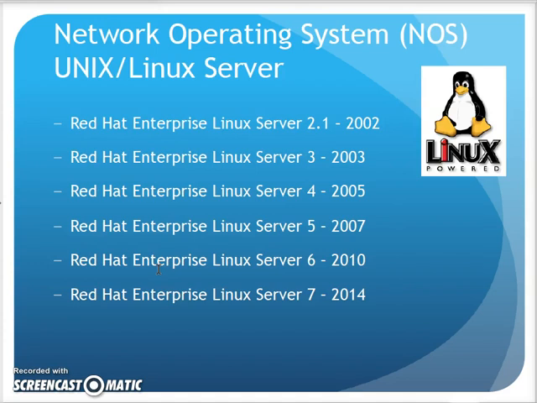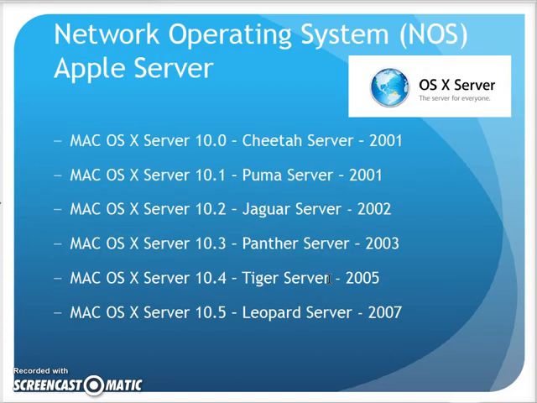Meanwhile, Linux is kind of the interesting one. Linux actually sits on the fence. It can be desktop or it can be server, depending on what you do with it. So that's why you see Linux on both sides of the fence here. Red Hat Enterprise Linux Server 3, 4, 5, 6, 7. A bunch of different server operating systems for Linux. Mac or Apple have their own server operating system. They basically call it, instead of the Cheetah OS, the Cheetah Server, Puma Server, Jaguar Server, and so forth.